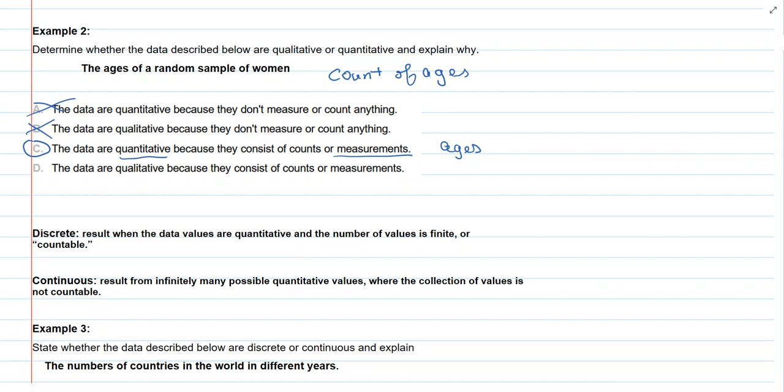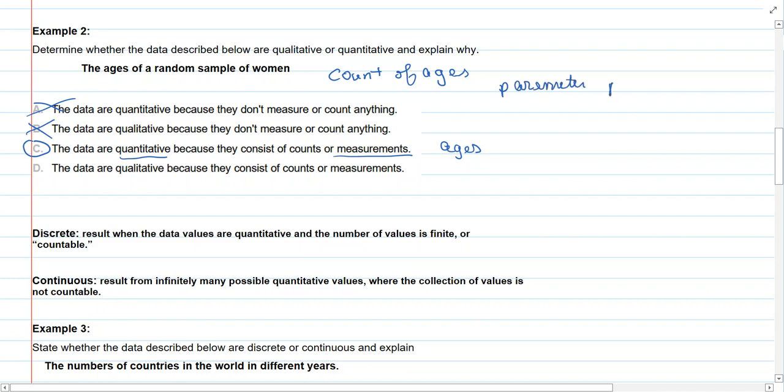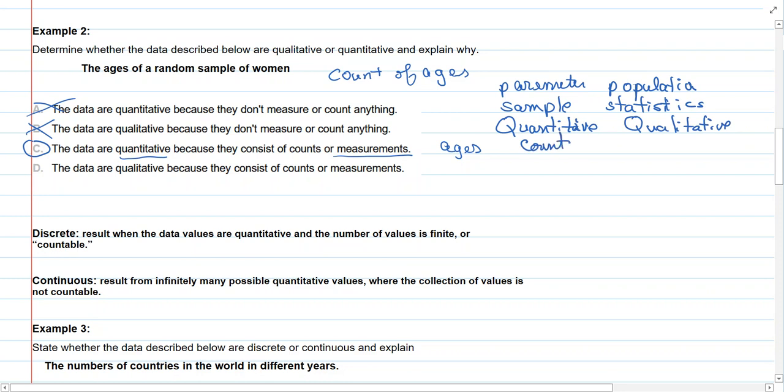So we've learned that we have parameter, population, sample statistics, and then we're going to have quantitative, which is countable, and qualitative, which is categories.